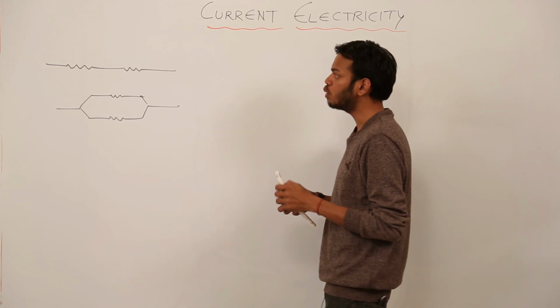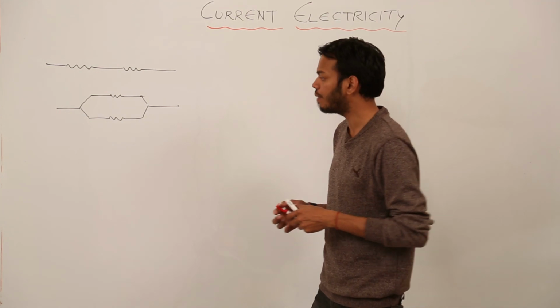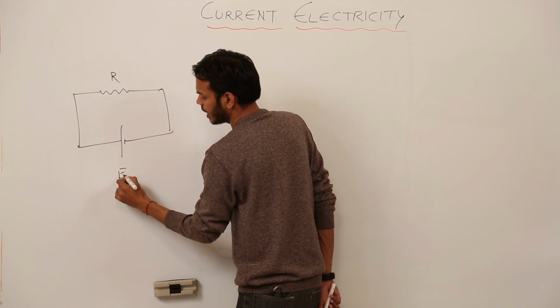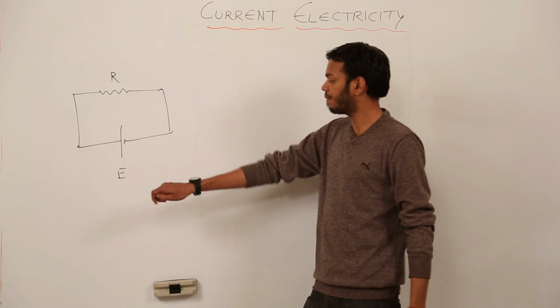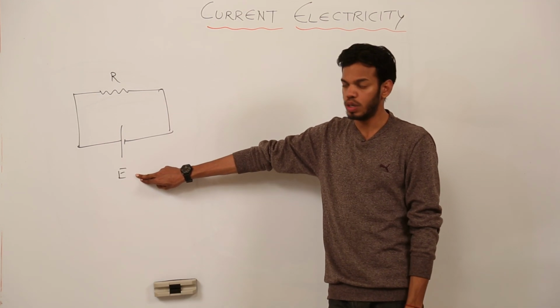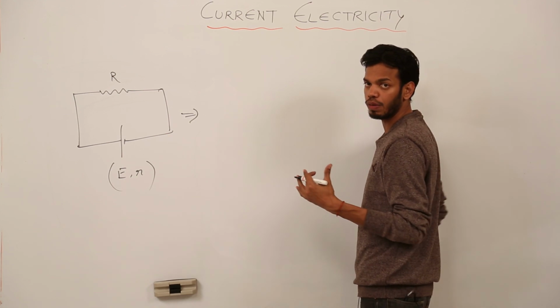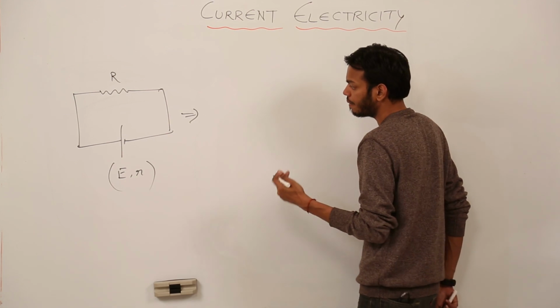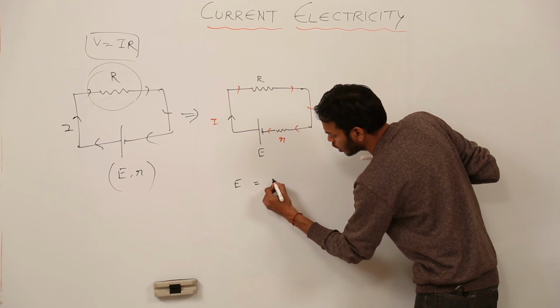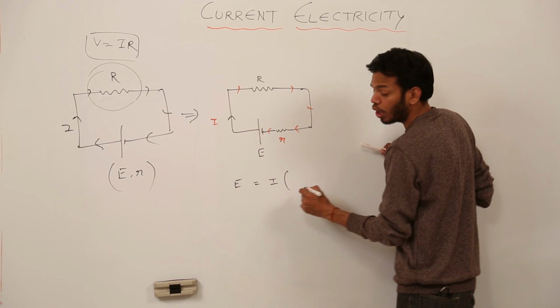Hello guys, in last class we did the series and parallel combinations of resistors, right? So if this is a series combination of resistors, this was a parallel combination of resistors, right? So moving on to the next topic, how cells are connected in series and parallel.